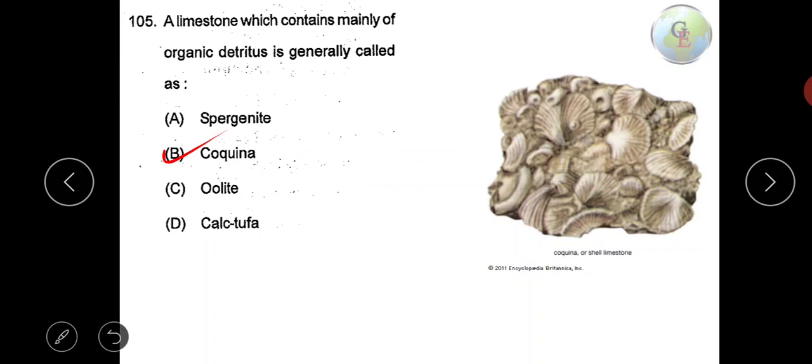Here is one picture of a coquina; you can see how many shell fragments it consists of. Oolitic limestone is a calcarenite consisting of oolites and fossil debris, and less than 10% quartz. Oolite consists of spherical grains composed of concentric layers of calcium carbonate. And calc tufa is a soft porous rock consisting of calcium carbonate deposited from hot springs. So here the answer will be coquina.